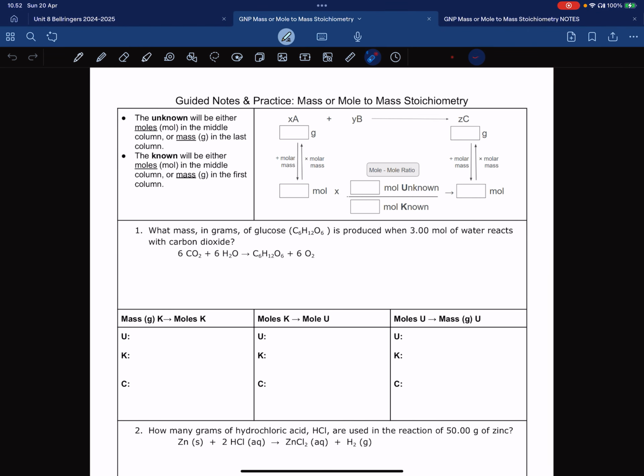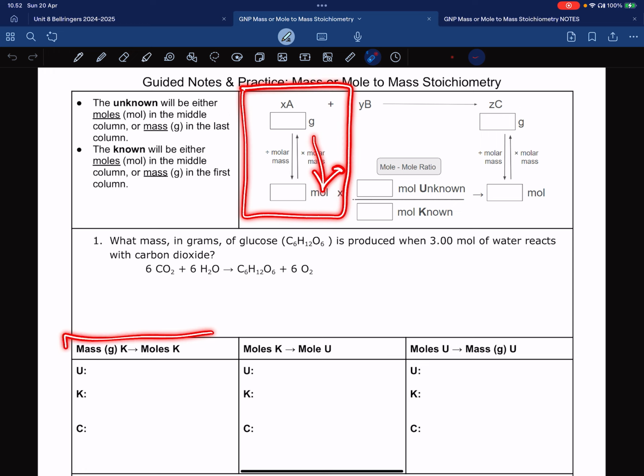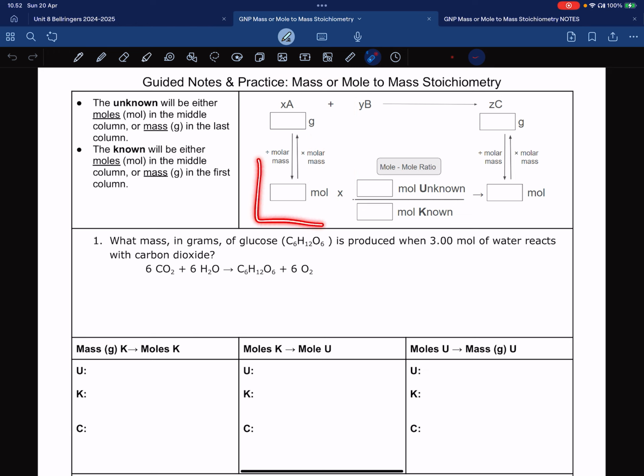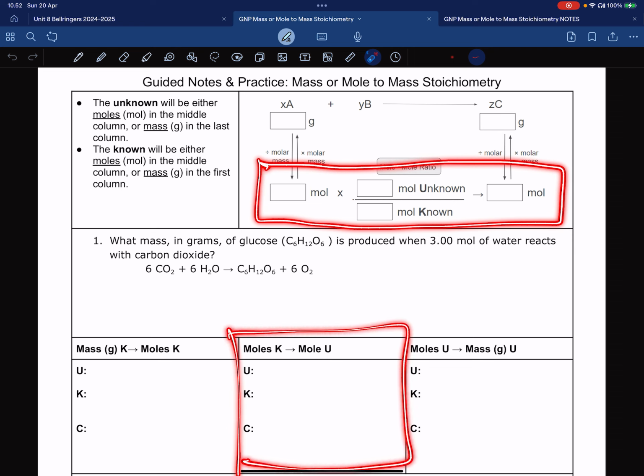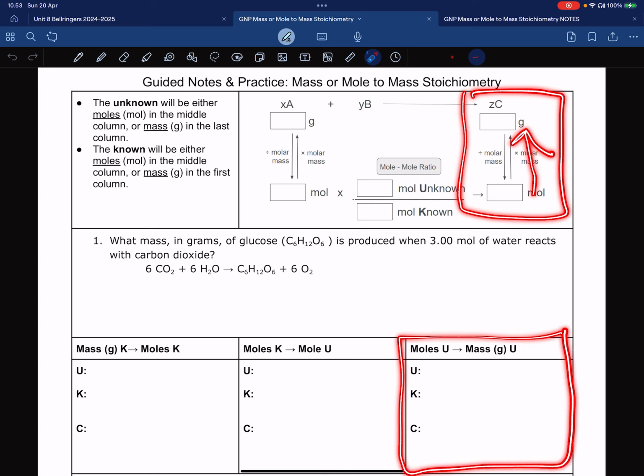All right, ladies and gentlemen, time for our final steps in the stoichiometry journey. In previous videos and lectures I introduced you to the diagram here. This part right here, grams to moles, is this part of the scaffold, grams to moles. This part, moles to moles, is this part of the scaffold, moles to moles. And this part, moles to grams, is this part of the scaffold, moles to grams.